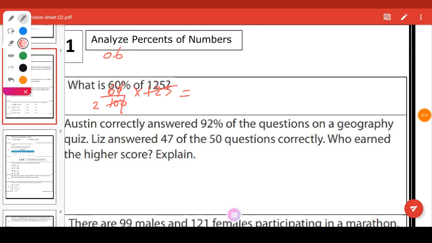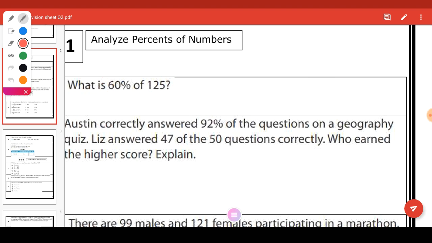So we can make long division. 125 divided by 5 equals 25. It's 2 times 5, 10, 2, 5, so 25. Then 3 times 25 will be 75. Okay, so the answer is 75. This is a simple way of answering a question like this one.